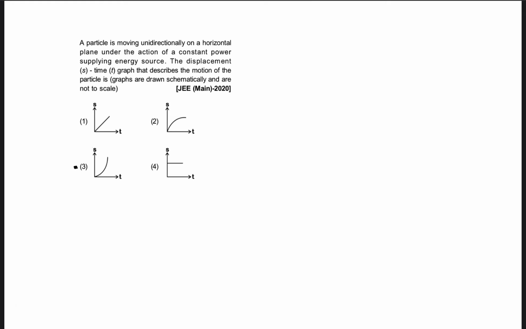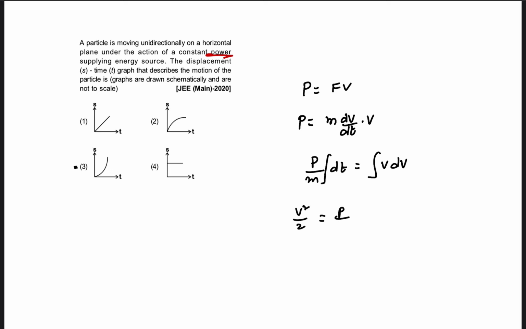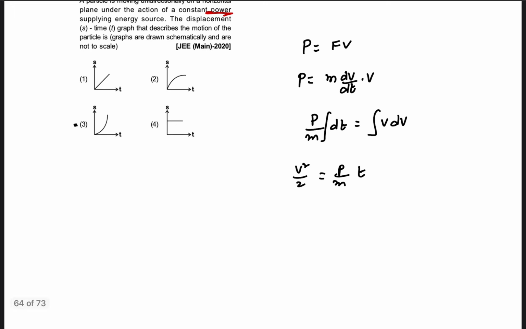A particle is moving unidirectionally, means in a single direction, on a horizontal plane under the action of a constant power supplying energy source. The displacement time graph is equal to how much? You know that power is equal to force into velocity v. Power P can be written as force, which is m into dv by dt, into v. I can write P by m into dt is equal to v into dv. Integrate both the sides. I get v square divided by 2 is equal to P by m into t. I am not writing any limits, just 0 to v and 0 to t.